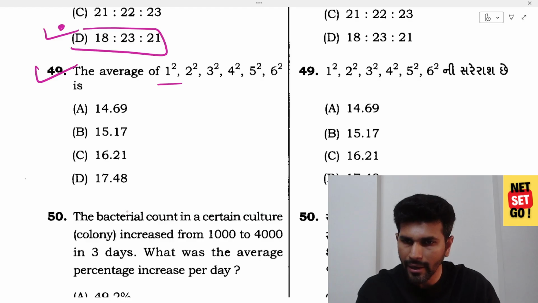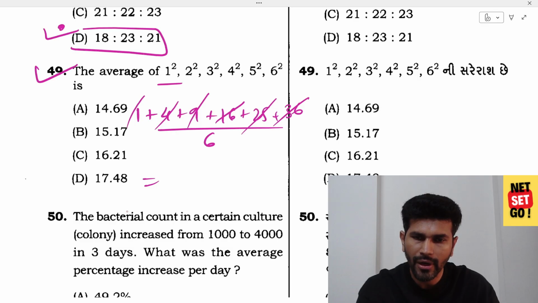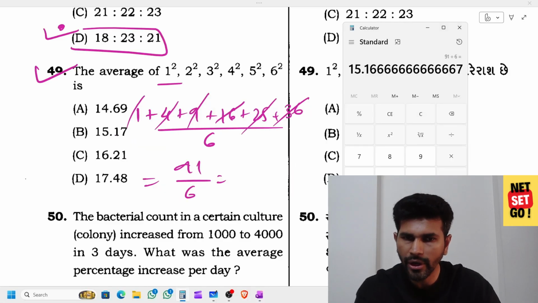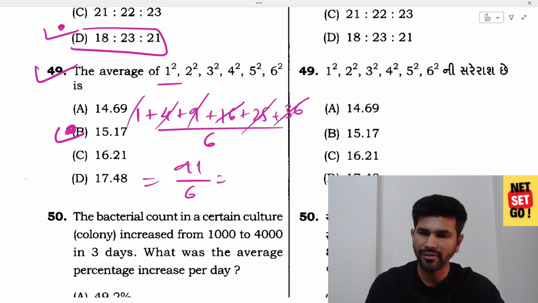For the average, we will add 1, plus 2 square is 4, plus 3 square is 9, plus 4 square is 16, plus 5 square is 25, plus 6 square is 36, divided by the total number, which is 6. The sum is 91, divided by 6. 91 divided by 6 is 15.17. Option B is the correct answer. So the logical reasoning questions are done.